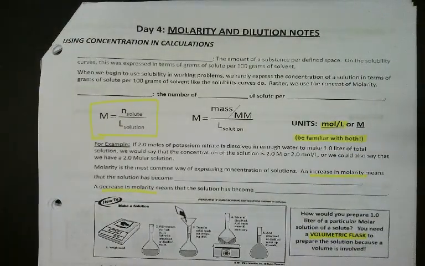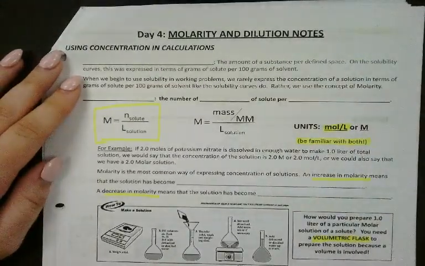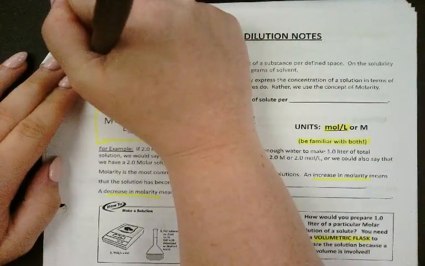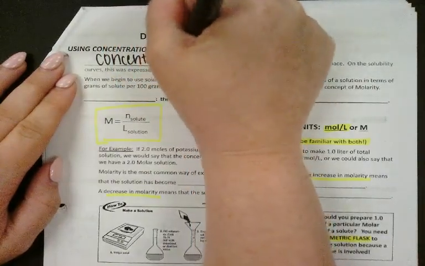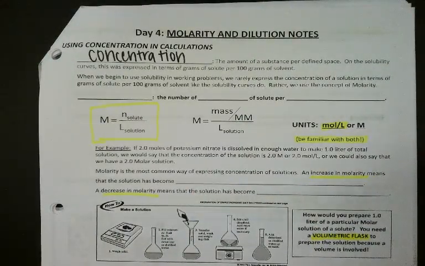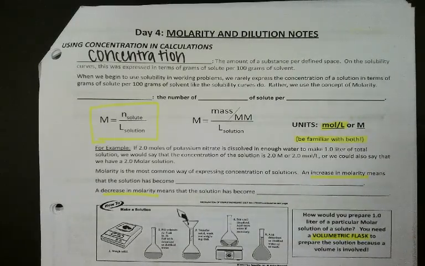Dilution, is everybody pretty familiar with what the word dilution means? If you're not, then in a little bit you will know. Those go hand in hand. In order to solve a dilution problem, you have to have molarities. So when we're talking about concentration in calculations, this first vocab word is just concentration, the amount of a substance per defined space. So on the solubility curve, this was expressed in terms of grams of solute per 100 grams of solvent.